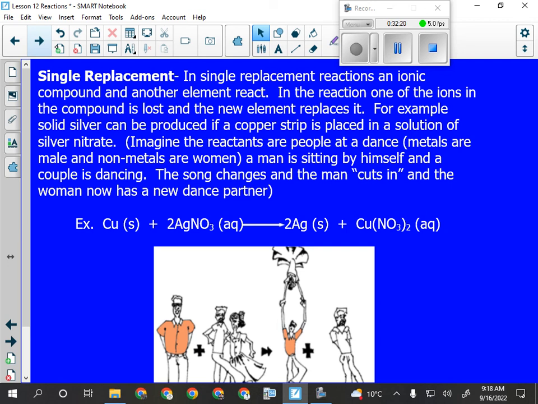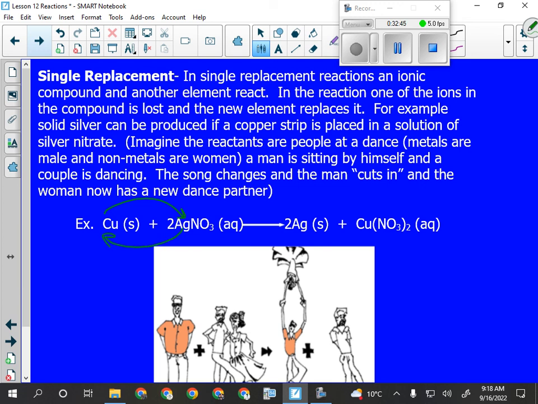What happens in a single replacement reaction is that the element that's by itself replaces the part of the ionic compound that it's similar to. So since this was a metal, it's going to replace the metal. If this was a non-metal, it would replace the non-metal. So all that happens is copper and silver switch places.